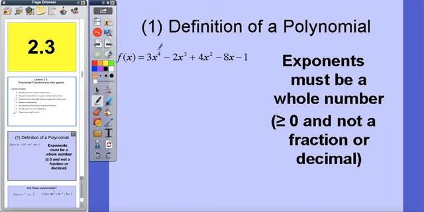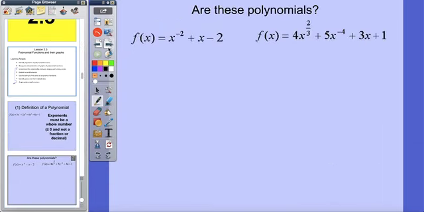One of the key takeaways: exponents must be whole numbers. They can't be fractional, and they can't be negative. So, answering questions about whether or not certain things are polynomials: due to the fact that this is negative, this is not a polynomial. Due to the fact that this is negative and this is fractional, not a whole number, this one's no. An example of one that would be a polynomial might be negative 3x cubed plus 2x minus 4. Notice how all of the exponents are positive and whole numbers.